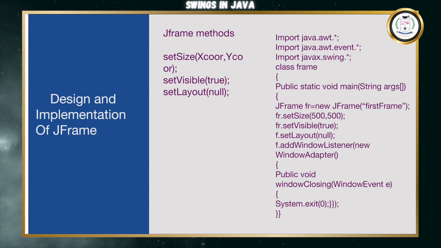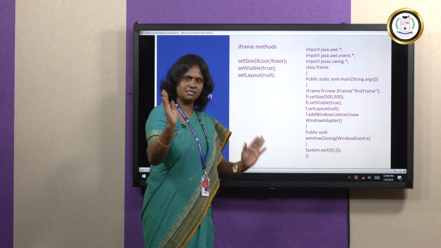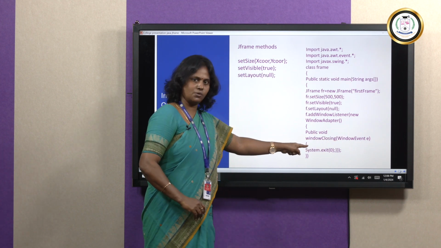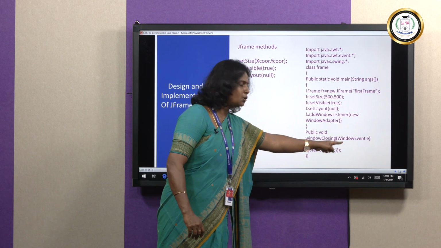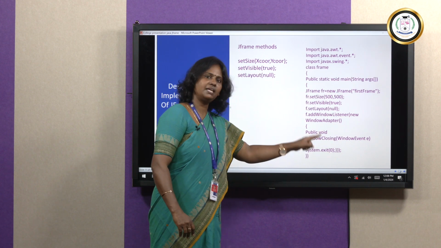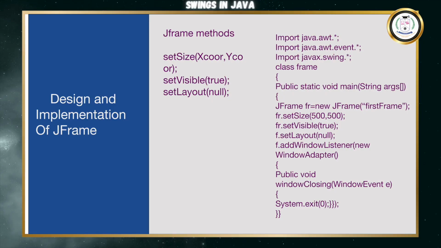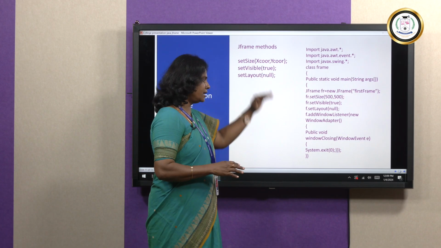Here I am going to perform the closing. What is the meaning of perform? Just move the mouse and click the close button, and the frame will be closed. For that, there is an inbuilt closing method, void windowClosing. Here I have to pass WindowEvent e. What is the meaning of e? Clicking the close button is the event e. Once I click, it calls System.exit(0). What is the meaning of exit? It quits from the frame, the entire program.